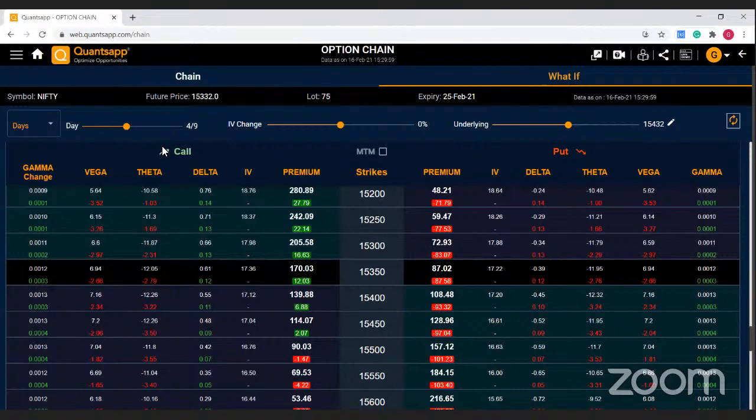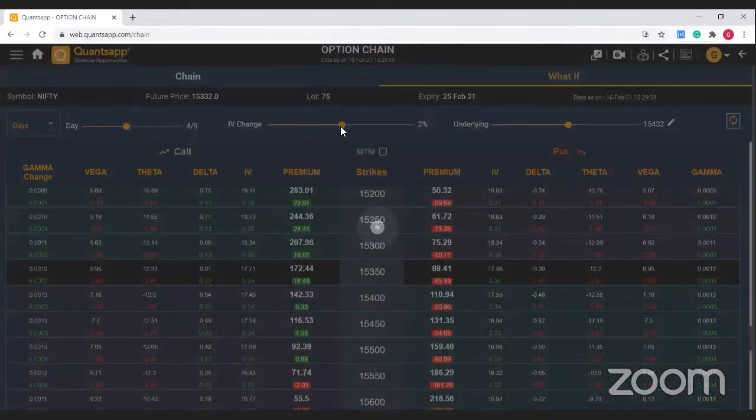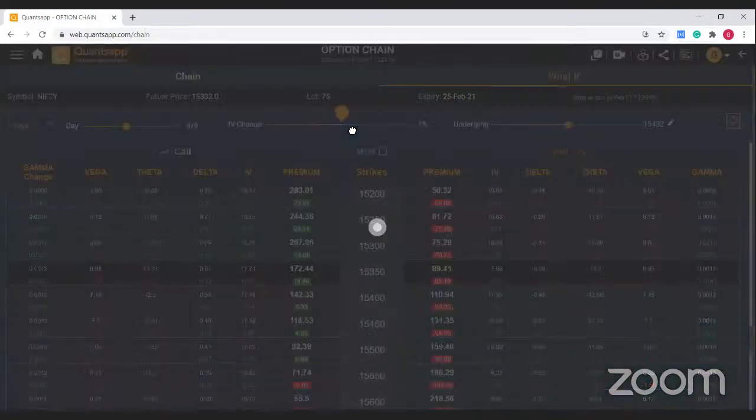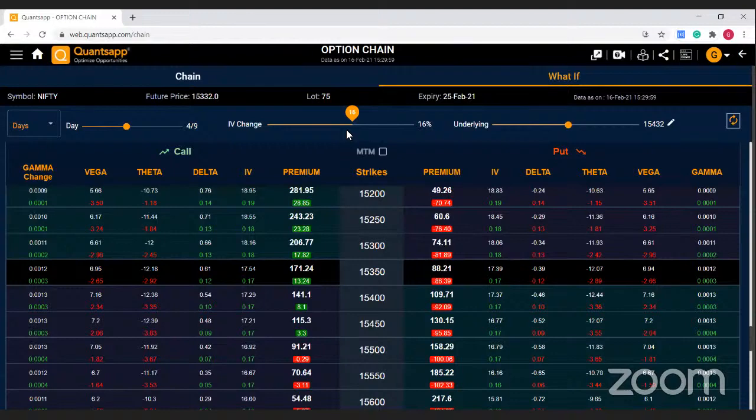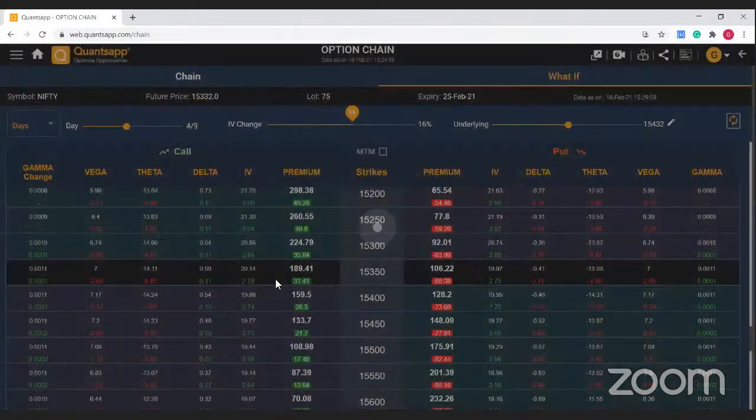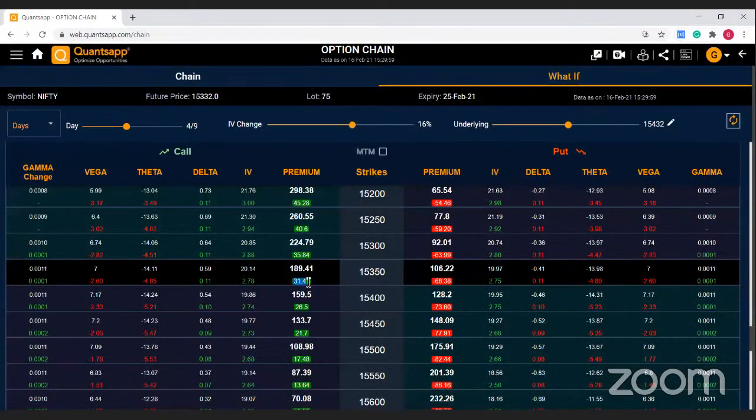So we have almost done with the scenarios. The last part is the IV. So if I say there's a sudden increase in the volatility of the underlying, and the volatility spiked by 15 or 16%, now you can see that the premium has increased to almost 31 and a half.